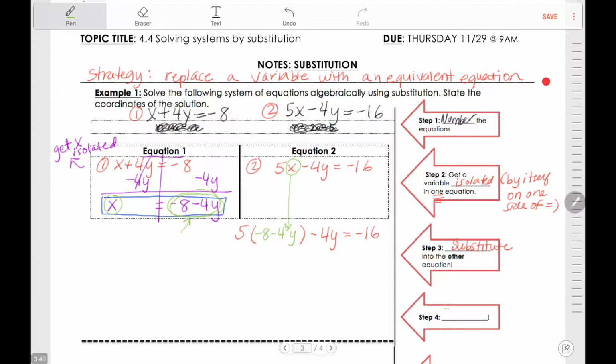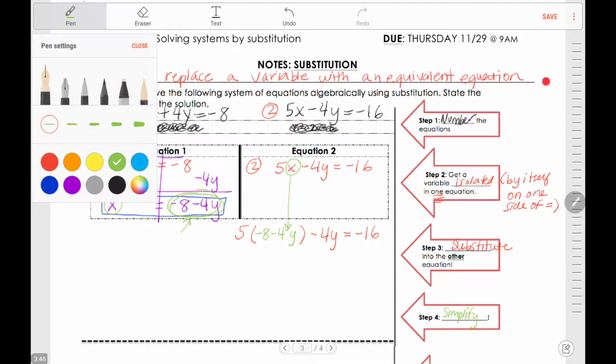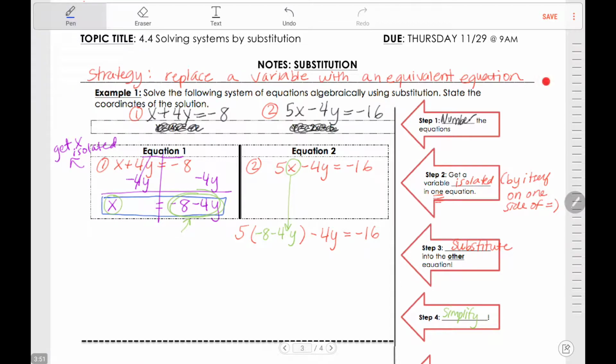Step 4 is to simplify the substitution. I'm going to start simplifying in blue. Okay, so this is an equation that we've seen before, okay? To simplify, I see that I need to distribute the 5 because there's an open set of parentheses with some of the terms inside. So 5 times -8 plus 5 times -4y, and then I'm going to bring this down, minus 4y is equal to -16. Okay, I'm just showing my distribution, and now let's make this simple.